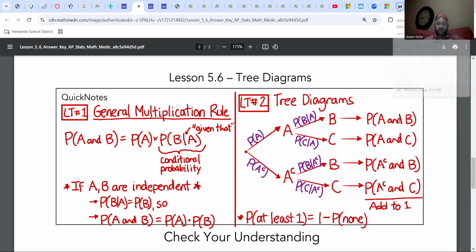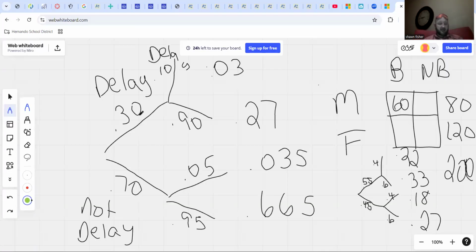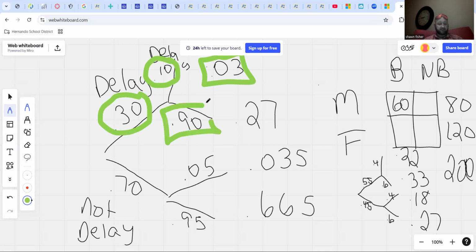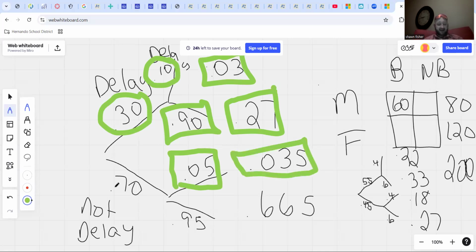All right, so let's look at that. Well, this is one, right? And at least one. So this is two, but that's still at least one. So we're going to count this 0.03. Here is at least one, right? So I'm going to count this 0.27. It's not delayed here, but it is delayed here. That's at least one. So we're also going to count the 0.035. And this not delayed, not delayed, right?